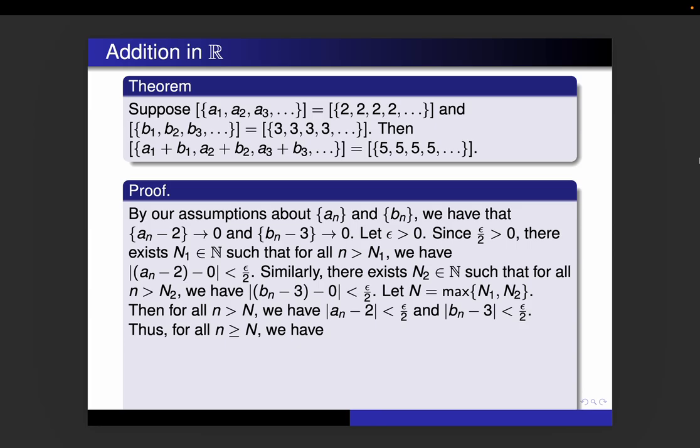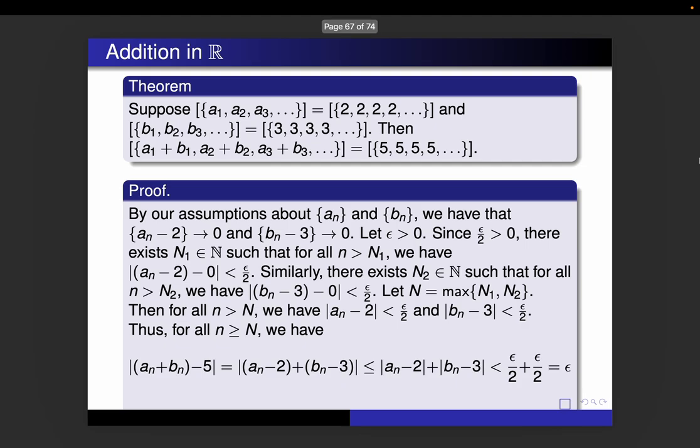And now we're going to do all of our nice little triangle inequality computations. The absolute value of An plus Bn minus 5 is the absolute value of An minus 2 plus Bn minus 3. We use our triangle inequality to get that this is less than or equal to the absolute value of An minus 2 plus the absolute value of Bn minus 3. But from above, we have that this is less than epsilon over 2 plus epsilon over 2, which equals epsilon. That gives us our proof.